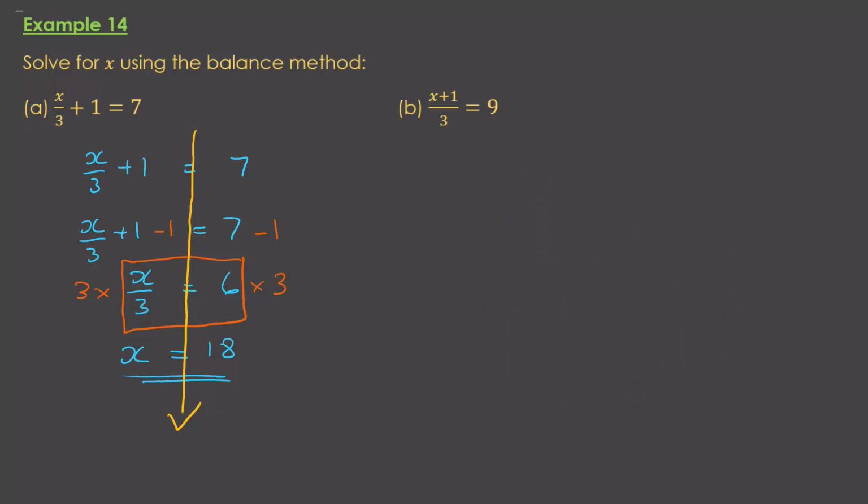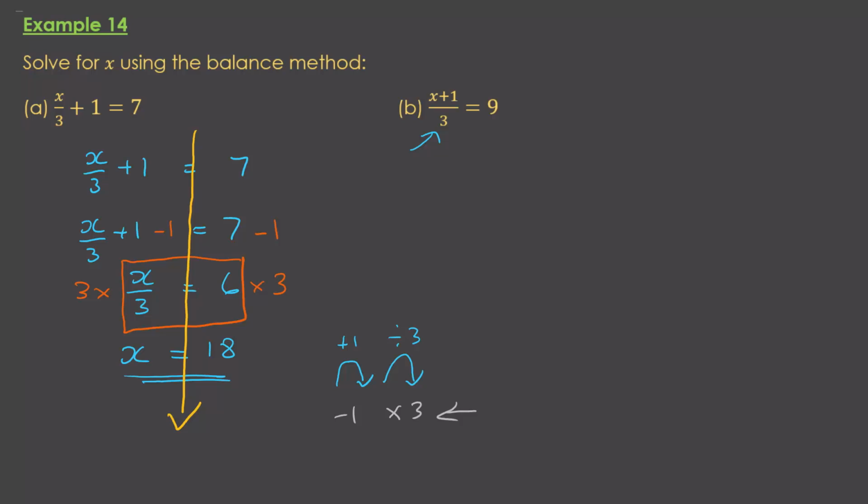Now, let's try to do this one without the flowchart, but we will think about the operations. So going forward, building this expression, we would start by adding 1, and then we would divide by 3. So when we're solving, we're going to use the reverse. We're going to multiply by 3 and take away 1, and we're working in this order here.